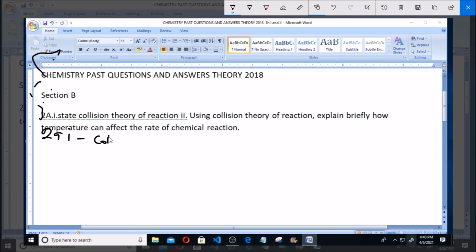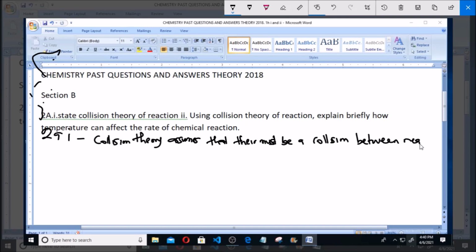Collision theory assumes that there must be a collision between reactant particles before a product is formed.